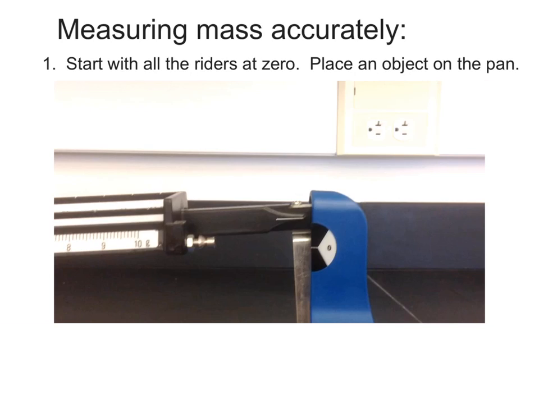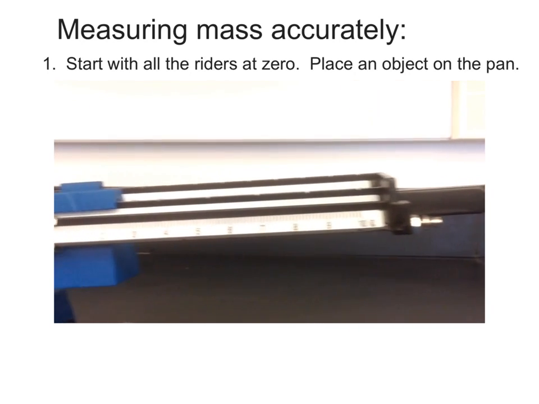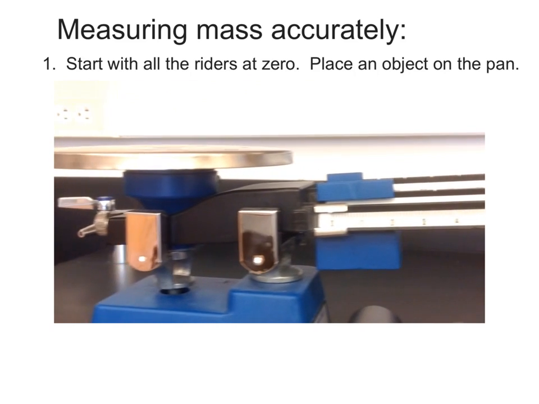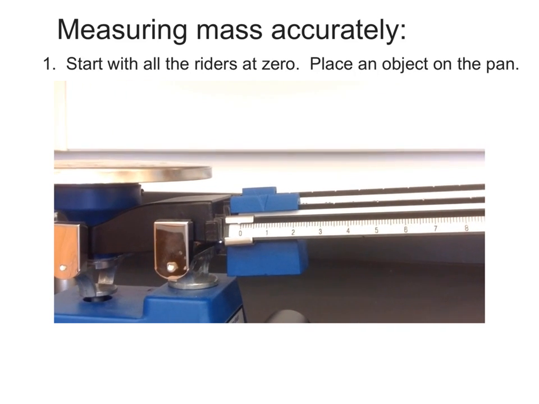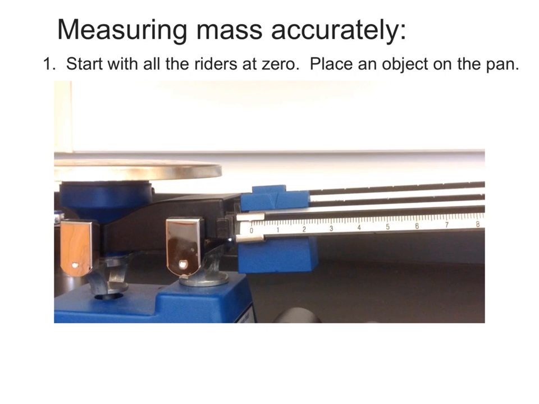Before you put your object on the pan, double check the pointer. Make sure it's pointing at 0. You can see in this picture, it's not pointing at 0. But if I look at the pan, it's empty. So that doesn't make sense. There's something wrong. This is a very common problem and it's easy to fix.